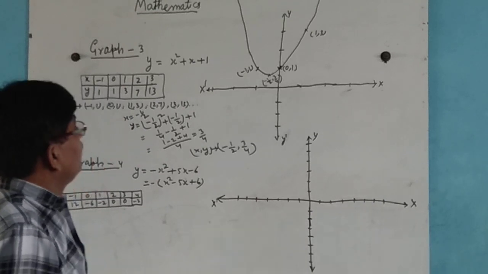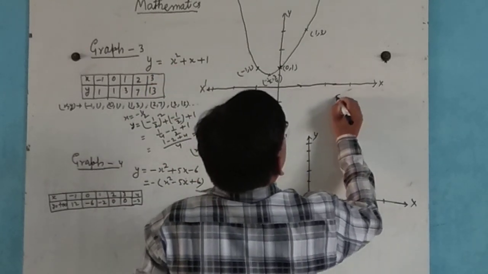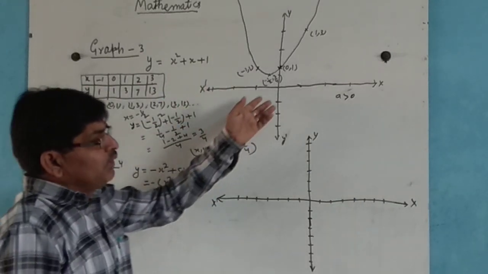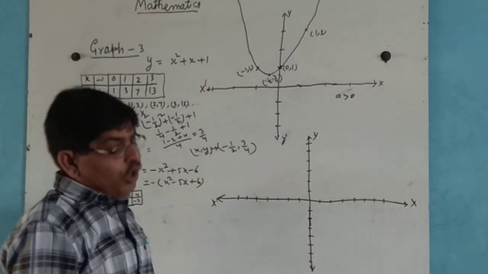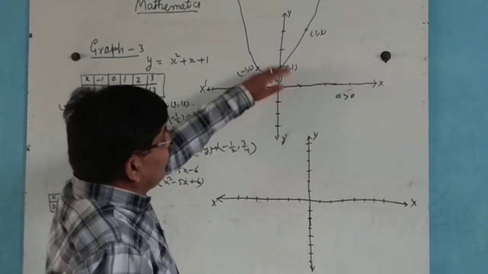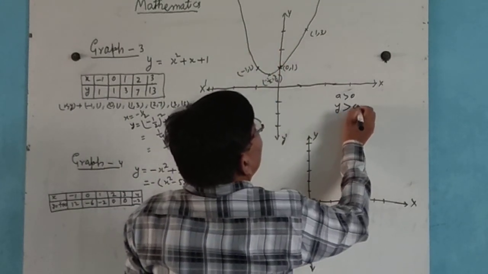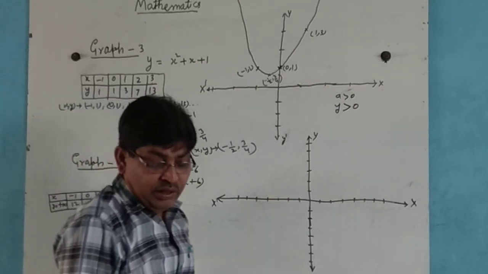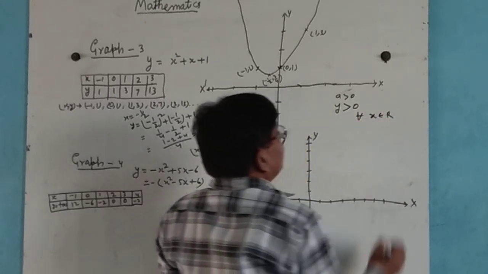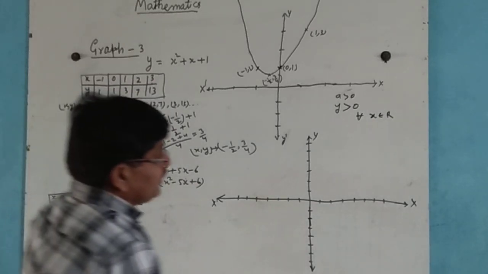Now in this case a is greater than 0, this shows that our curve is facing upward and the value of y is always positive, y greater than 0 for all x belonging to R, real numbers. Now this is our answer.